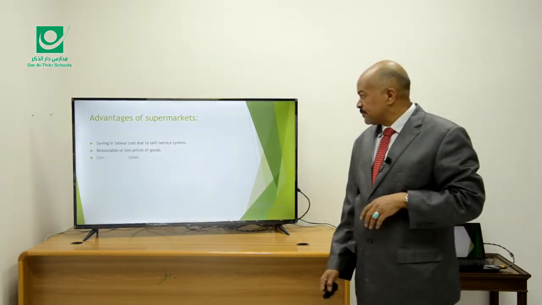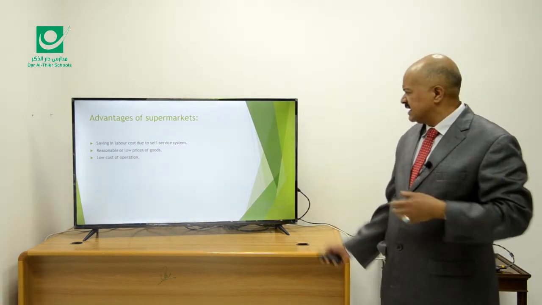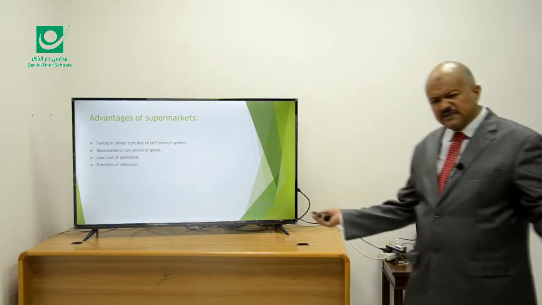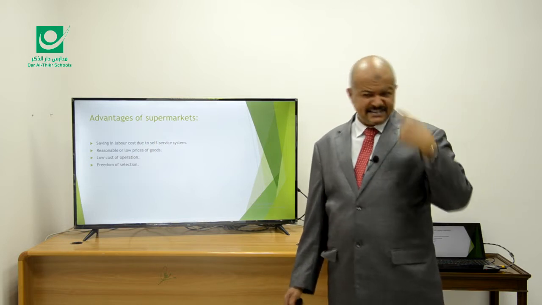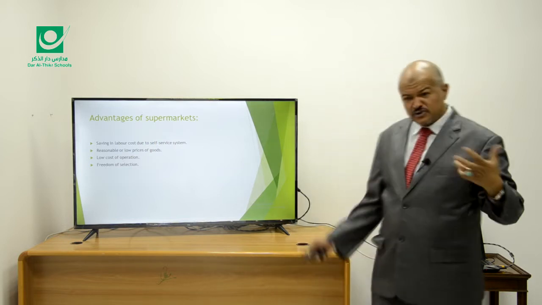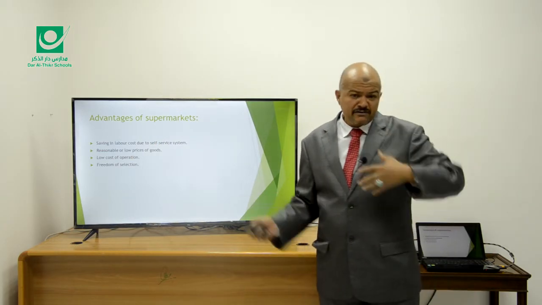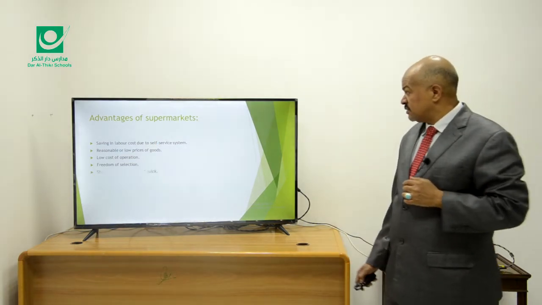Number 3, low cost of operation. You don't need to worry, it's easy. One-stop shopping, under one roof, you can do whatever you need. Freedom of selection. They really put items in a way that entices your eyes. You cannot control it, you can go here and there. The level of temptation is very high. You've got the freedom to select.